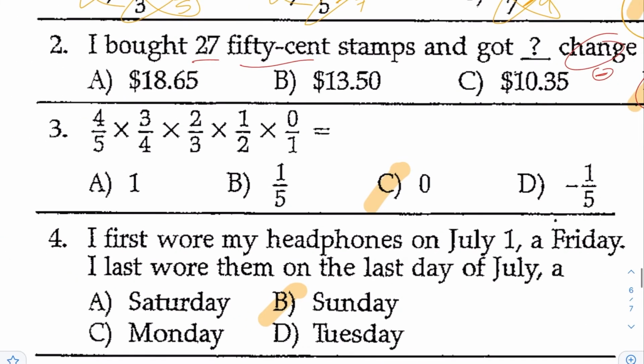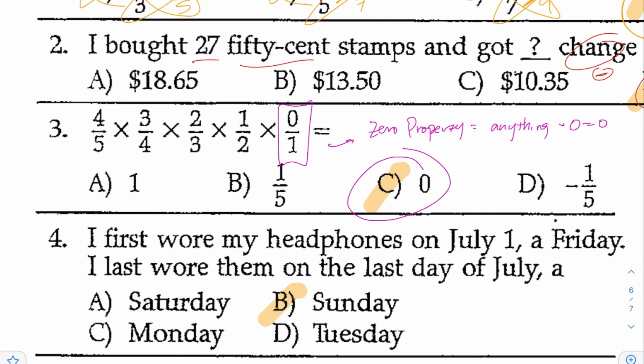Next, for number 3, you have 4/5 times 3/4 times 2/3 times 1/2 times 0 over 1. This 0 over 1 is a dead giveaway. This is the zero property, which states that anything times 0 is equal to 0. So the answer is just going to be choice C, 0.